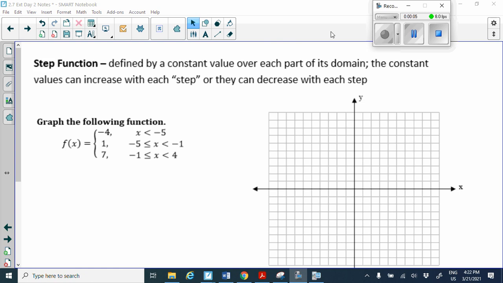We're graphing piecewise functions. There is a certain type of piecewise function that we call a step function. This is defined by a constant value over each part of its domain. The constant values can either increase with each step or they can decrease. So it's going to look like either going up the stairs or down the stairs when we do step functions. All we're going to have here are horizontal lines.